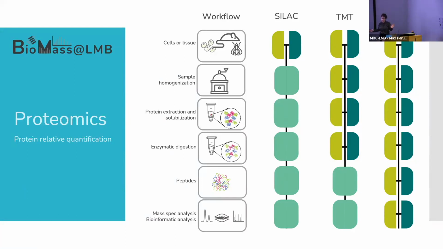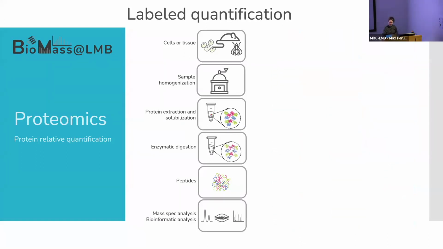Or you don't use any labels at all, and you do what's called a label-free approach. You never combine the samples. Every single sample is processed individually and goes into the mass spec individually as well. This has several advantages and disadvantages. Obviously, the labeled approaches are more expensive. You cannot use SILAC for everything. TMT is extremely expensive, but you can use it for almost everything. With LFQ, you're basically using mass spec time, which is also expensive, depending on the mass spec that you have.